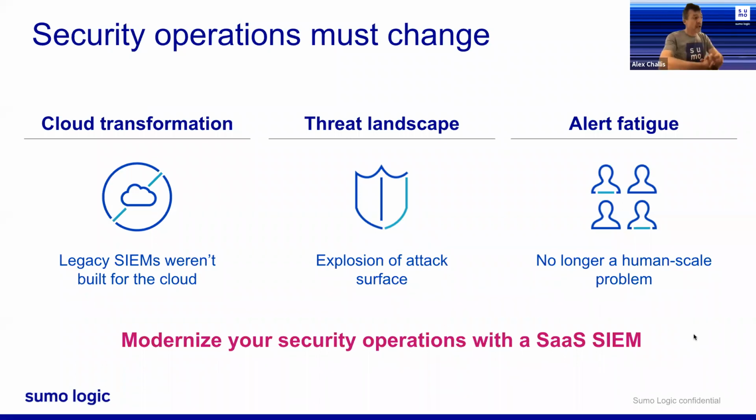And the third problem, which is very much the focus of this webinar today, is this concept of alert fatigue. The reason behind alert fatigue is quite simply the explosion of data, the explosion of data sources, as we were just talking about, the movement of workloads into public and private clouds. It is producing so much security data that understanding, analyzing, and prioritizing that security data is no longer a human scale problem.